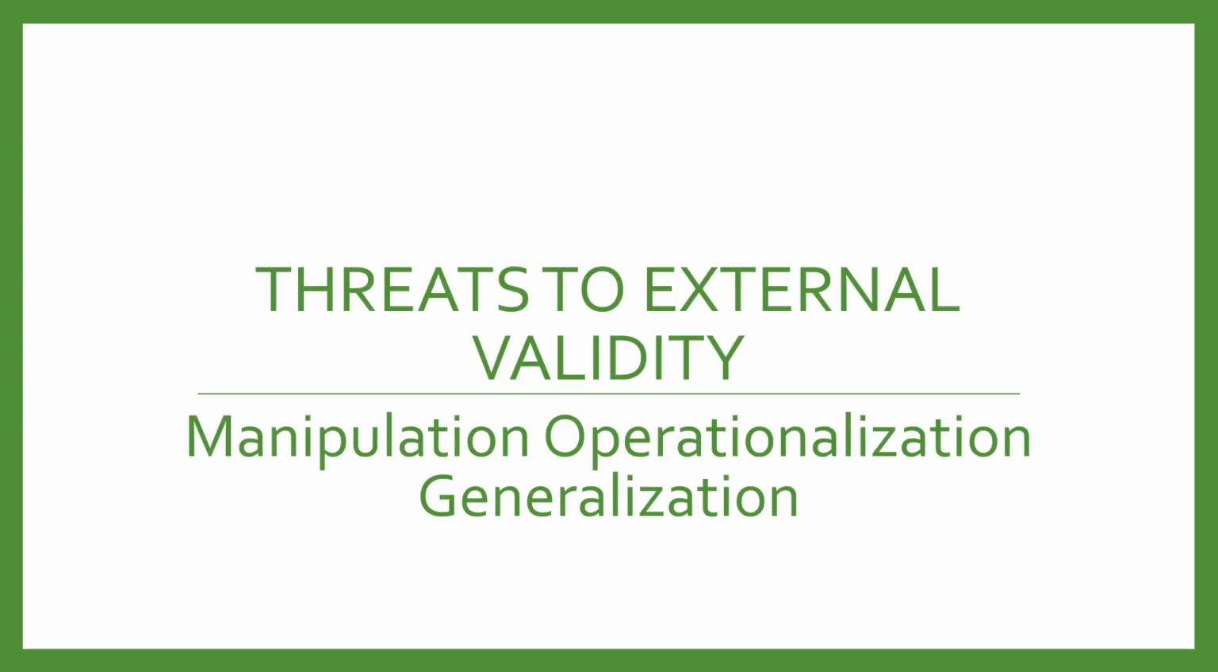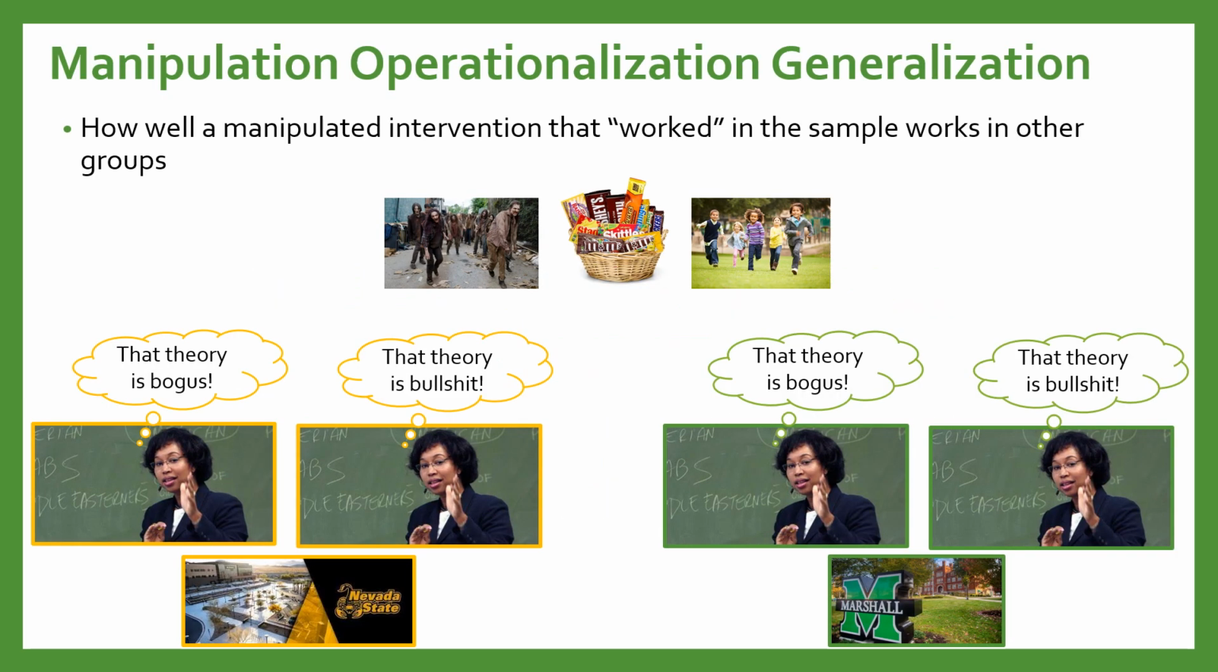Now let's take a look at one last threat to external validity, or how well the manipulation that you used in one sample would work in another sample or in the population. So here are some examples of concerns with manipulation, operationalization, generalization, or again, making sure that the intervention that you use that worked in the sample would work outside of the sample in other groups.